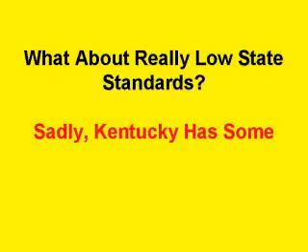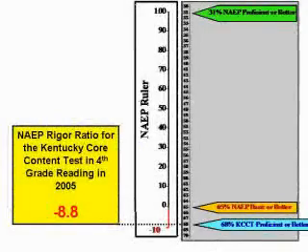Sadly, Kentucky does have some low standards. Let's look at an example. In the 2005 4th grade reading tests, 31% of Kentucky students scored proficient or better on the NAEP, as shown by the green arrow again, and 65% scored NAEP Basic or better, as shown by the orange arrow.